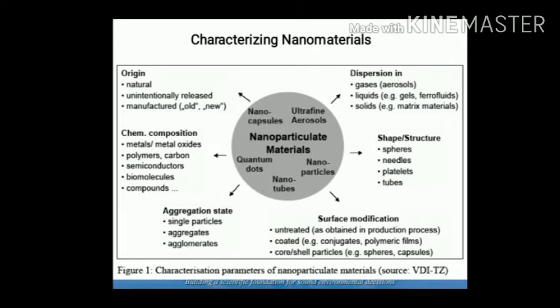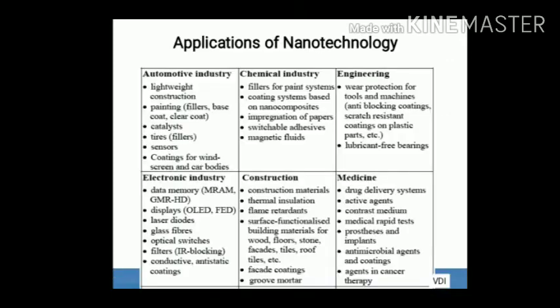Its surface modification: it's unrelated, is obtained in the production process. It's coated, for example, conjugates, polymeric films. Core-shell particles, for example, spheres or capsules.